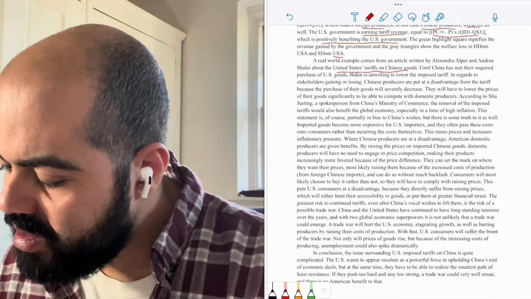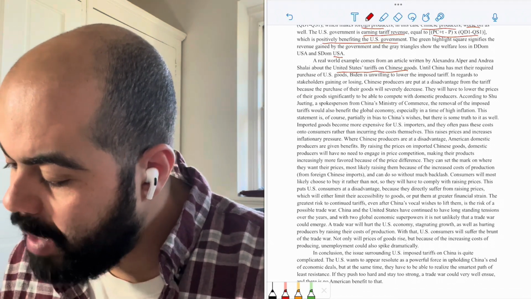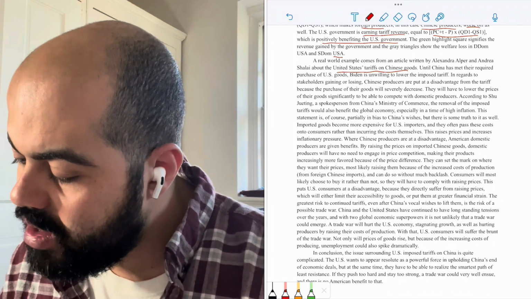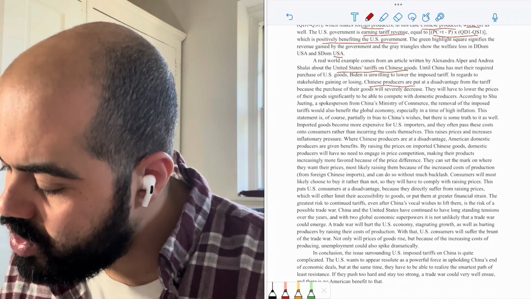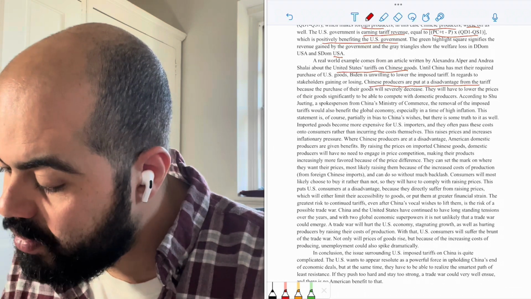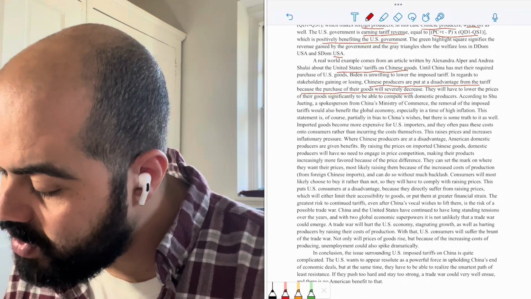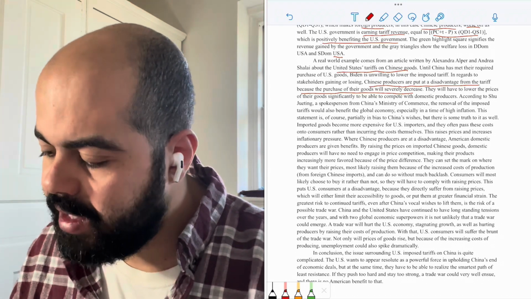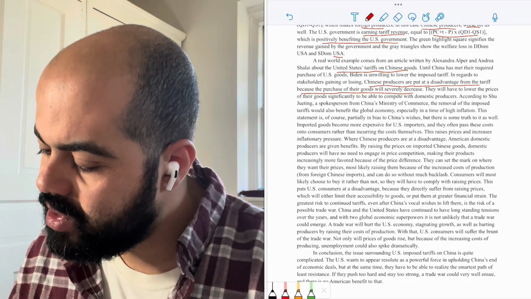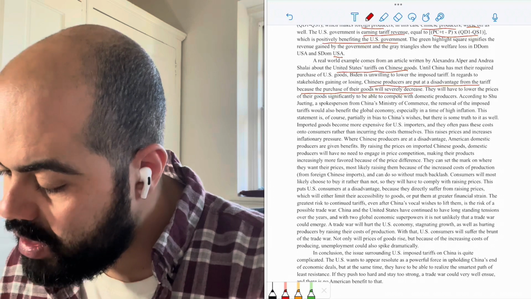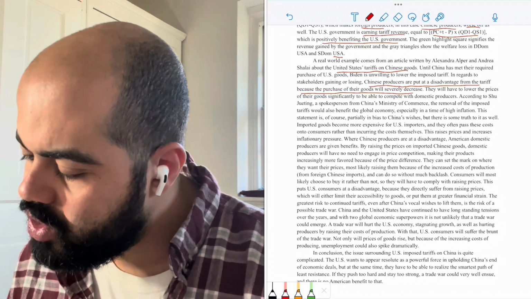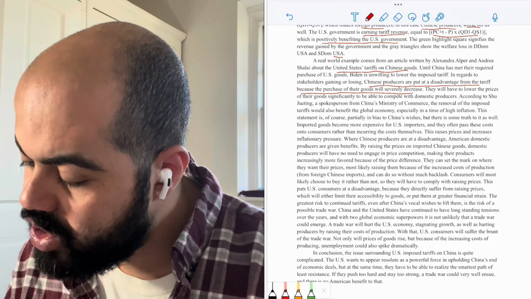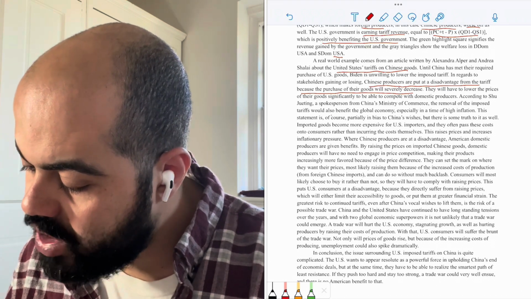Until China has met their required purchase of U.S. goods, President Biden is unwilling to lower the imposed tariff. In regards to stakeholders gaining or losing, Chinese producers are put at a disadvantage from the tariff because the purchase of their goods will severely decrease. They will have to lower the prices of their goods significantly to be able to compete with domestic producers. According to Xu Zhiting, a spokesperson from the Chinese Ministry of Commerce, the removal of the imposed tariff would also benefit the global economy, especially in times of high inflation.